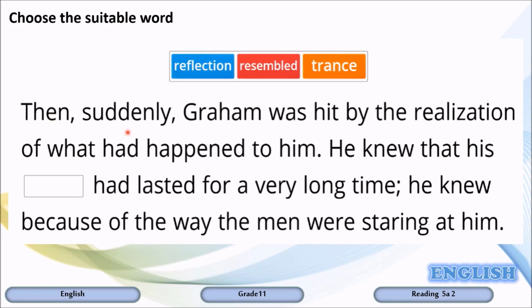Let's read. Then suddenly Graham was hit by the realization of what had happened to him. He knew that his trance had lasted for a very long time. What had lasted for a very long time? Excellent, trance. So we understand that trance means the state of being asleep for a very long time. Thank you very much. Let's move to the next word.